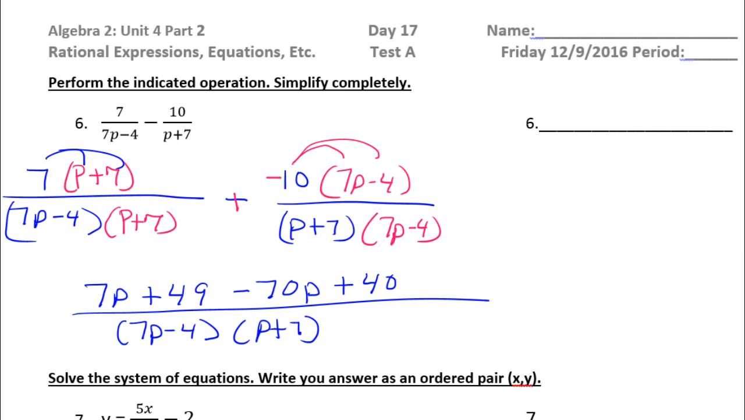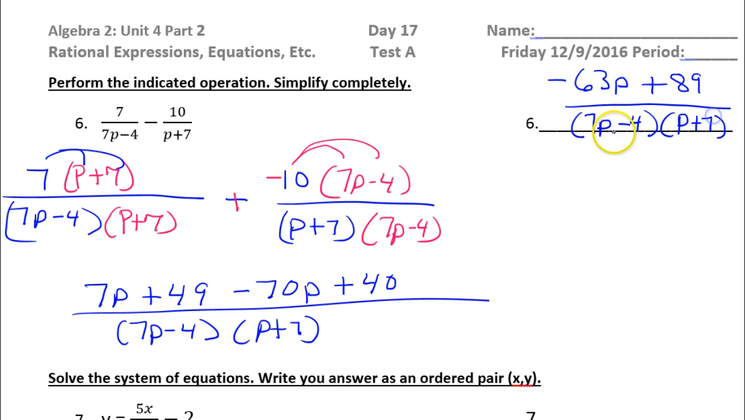So for the final answer, I just need to combine like terms. Okay, so negative 70 and a positive 7, that's negative 63p. All right, 49 plus 40, that's 89. And over 7p minus 4 times p plus 7. So that's the final answer for number 6.